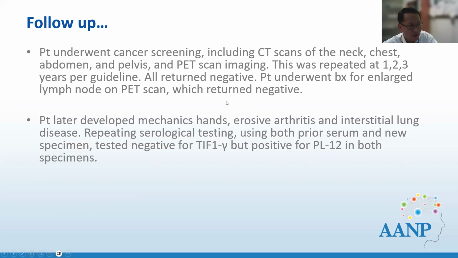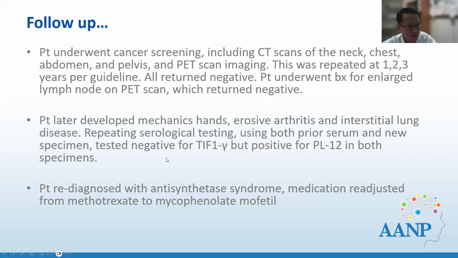Meanwhile, the patient developed mechanic's hands, erosive arthritis, and interstitial lung disease. Repeat serologic testing using both prior serum and new serum tested negative this time for TIF1 gamma, but positive for PL12, which is an anti-synthetase syndrome associated antibody. So the diagnosis is changed to anti-synthetase syndrome, and the medication is also changed. So this is a very tricky case, right?